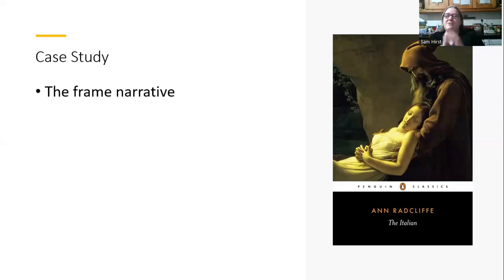So there's a frame narrative to this, and the importance of this is going to come up again in a minute. But in the frame narrative, a couple of English visitors go into an Italian church, and they have pointed out to them a murderer who has come for sanctuary to the church.